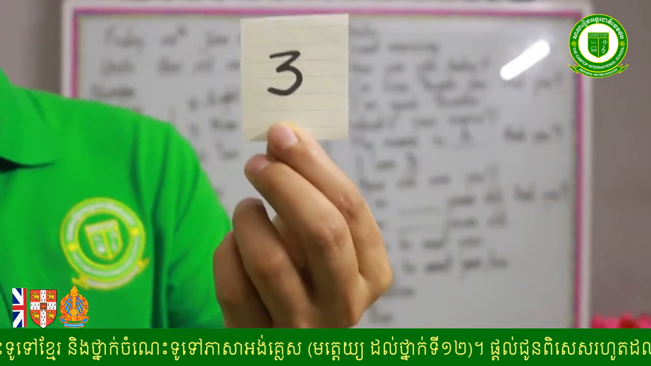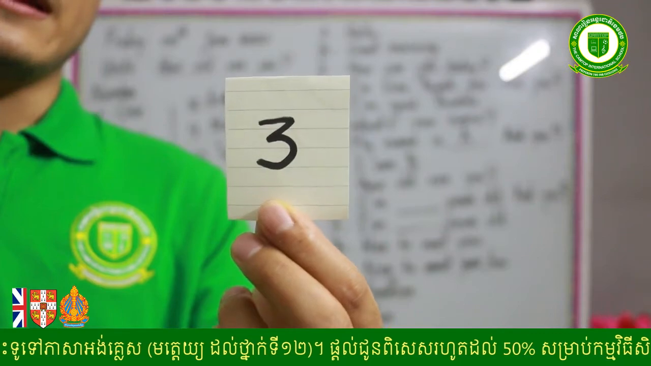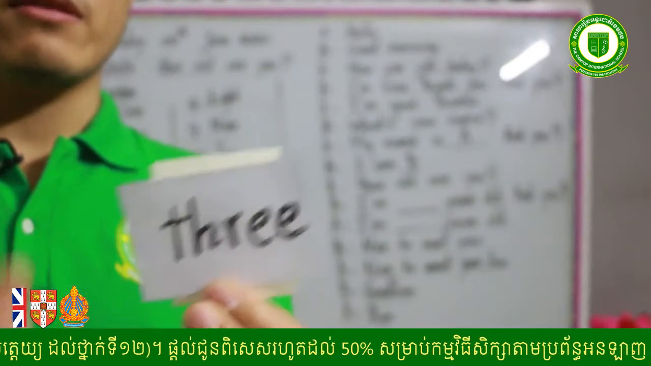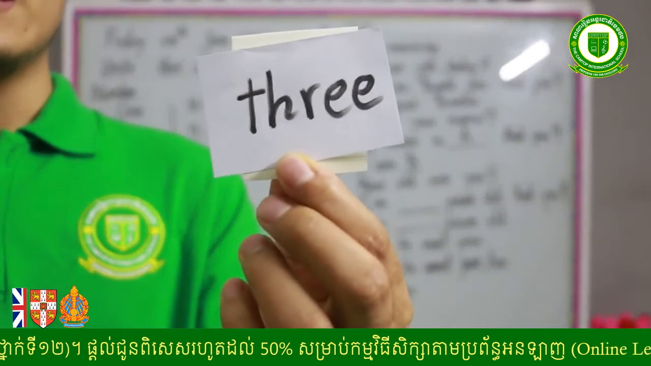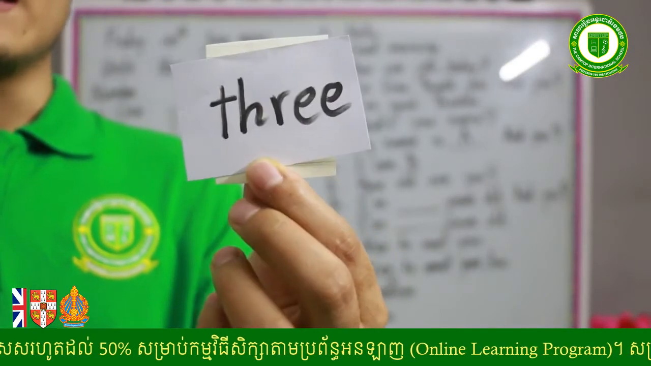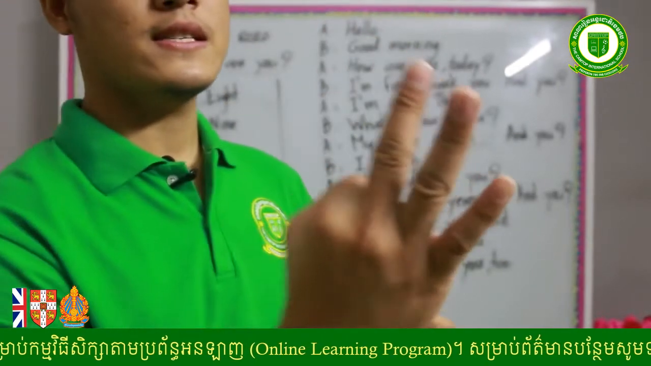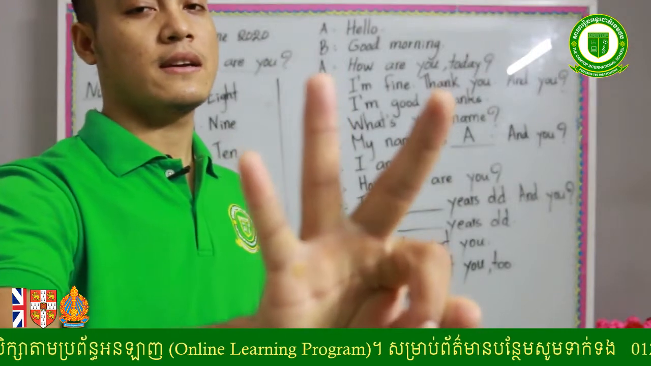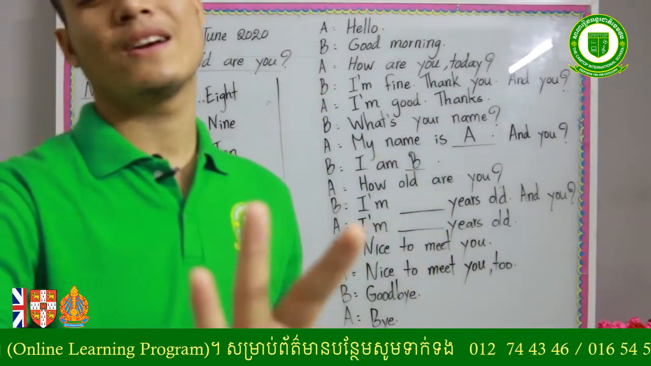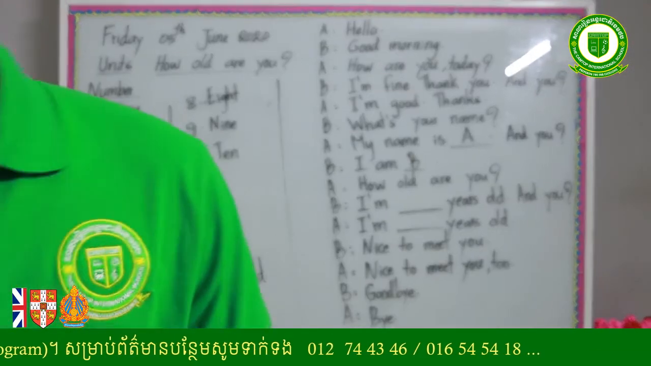The next one is number 3. Read together, 3. Good. How do you spell 3? T-H-R-E-E. So this one is 3. Look at the fingers here. How many fingers here? 1, 2, 3. Good. Very good.